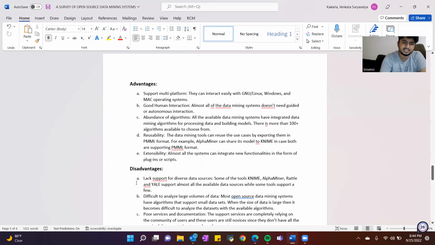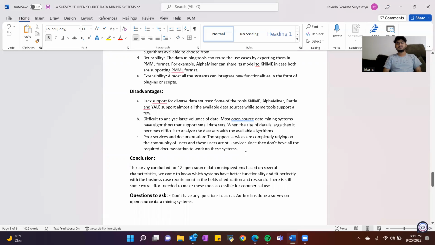Coming to the disadvantages, there is a lack of support for diverse data sources. Some of the tools, namely Alpha Miner, Rattle, and Yale, support almost all the available data sources, while some tools support only a few. It is difficult to analyze large volumes of data. Most open source data mining systems have algorithms that support small data sets. When the size of data is large, it becomes difficult to analyze the data sets with the available algorithms. Poor services and documentation: the support services rely completely on the community of users, and the users are still novices since they don't have all the required documentation to work with these systems.